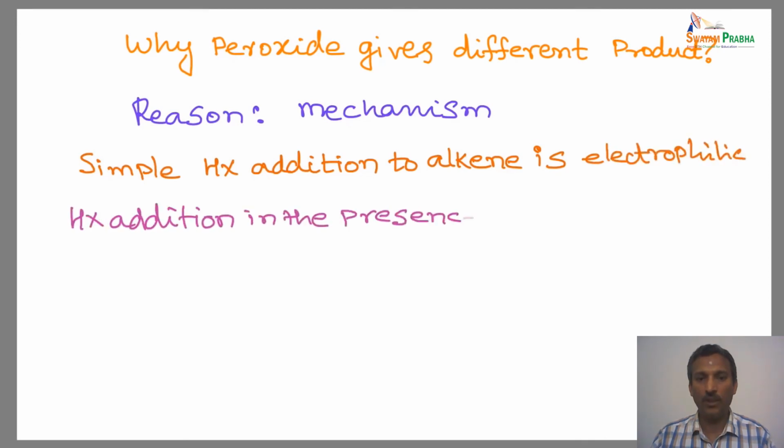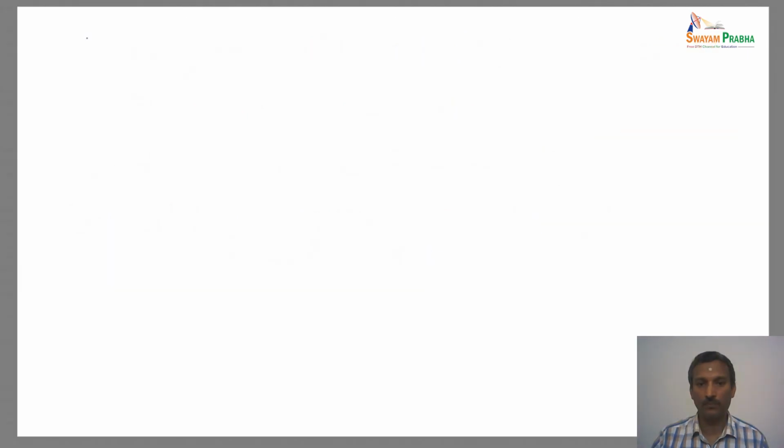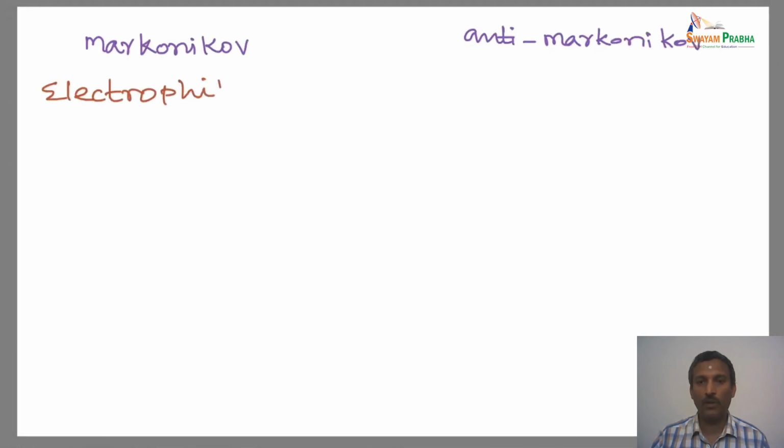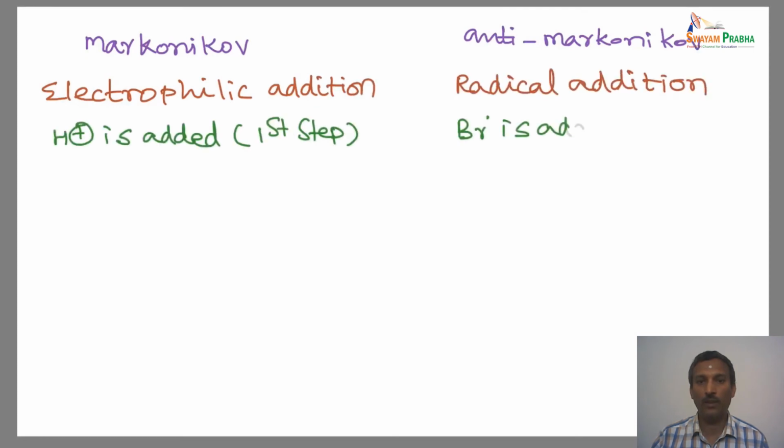The simple HX addition to alkene is an electrophilic reaction. So let us compare Markovnikov and anti-Markovnikov reactions. The first one is electrophilic addition, whereas the anti-Markovnikov is radical addition. In the Markovnikov reaction, the H plus is the first one which is added to the double bond, whereas in the anti-Markovnikov addition, it is the bromine radical that is added to the double bond.